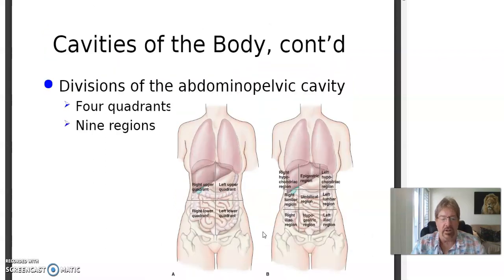And the last topic again, quickly, the quadrant systems: make an X at the belly button, right and left upper, right and left lower quadrants. It's abbreviated with capital letters, RUQ, for example, right upper quadrant. And then the 9 regions: the hypochondriac, lumbar, and iliac on either side, and epigastric, umbilical, and hypogastric in the middle.